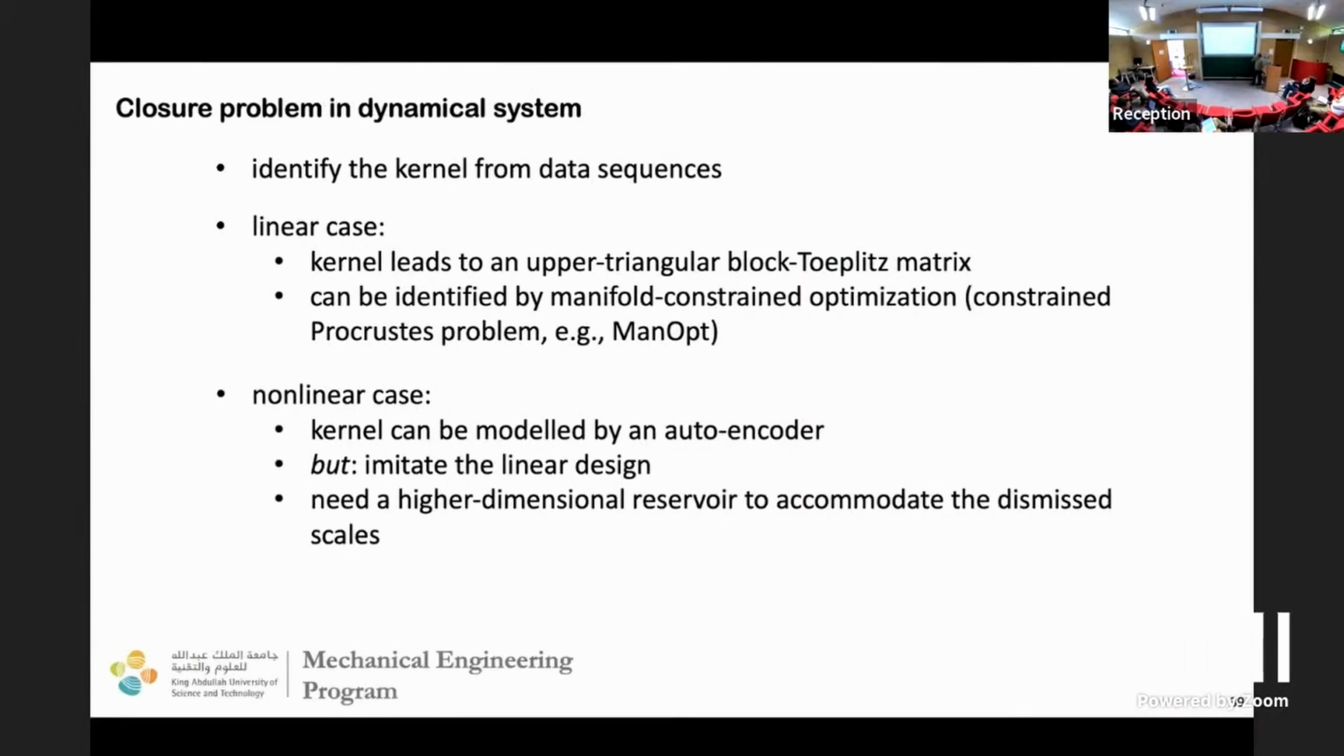Okay, let's go to the nonlinear case. If you have the nonlinear case, then machine learning comes in. So the question then is, can the kernel be modeled by an autoencoder? And that's what we did with George.